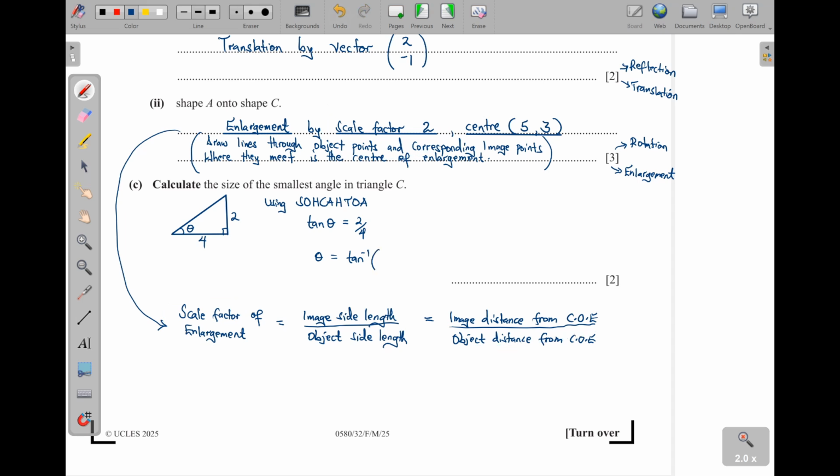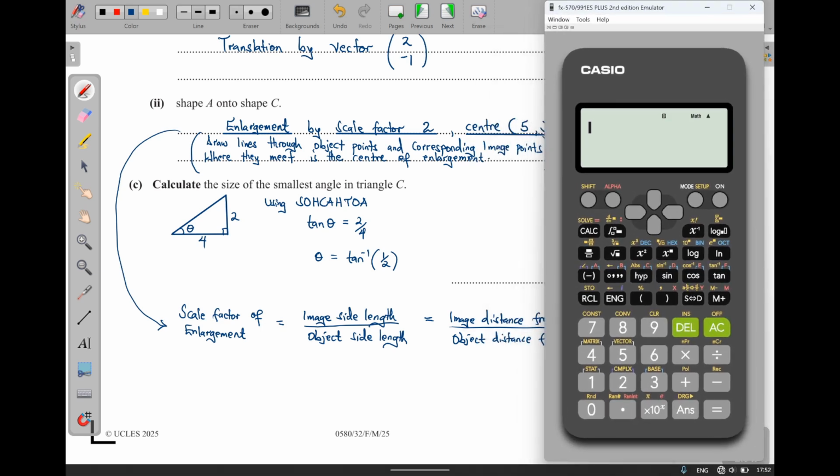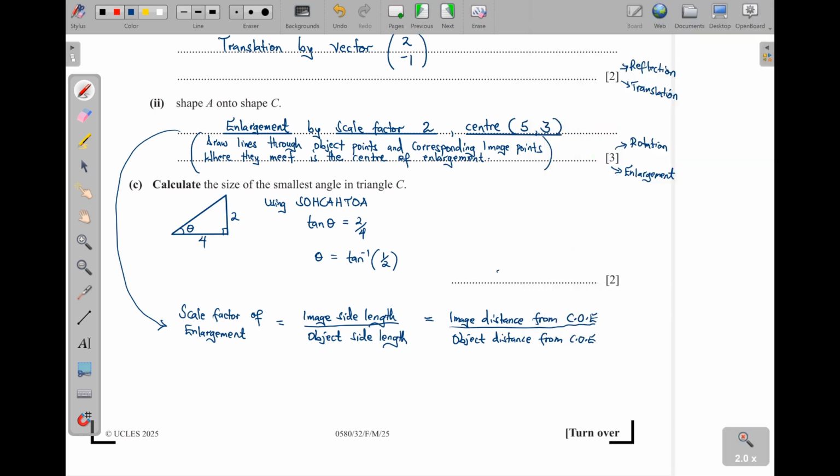So arctan of 2 out of 4 is actually a half. So just get your calculator, but make sure that it is in degrees. Okay. So my calculator here is already in degrees. Arctan of a half, which is 0.5. That is 26.6 to 1 decimal place. Remember, we give angles in degrees to 1 decimal place.